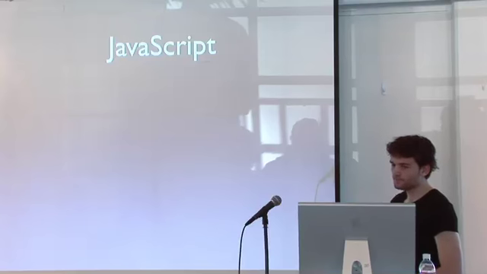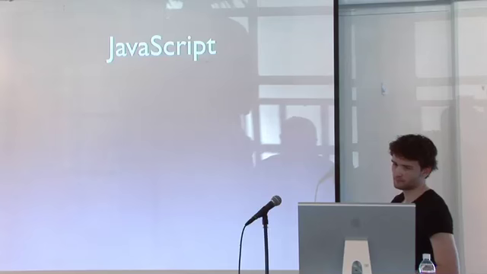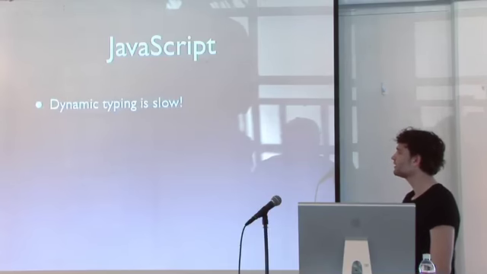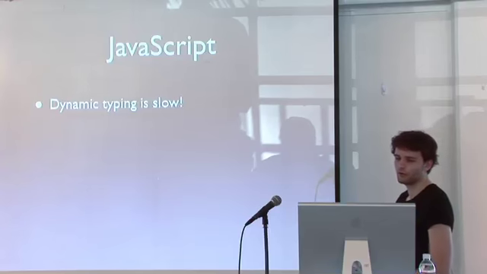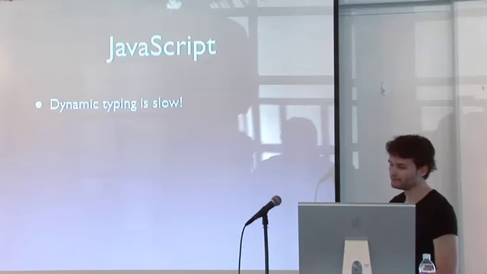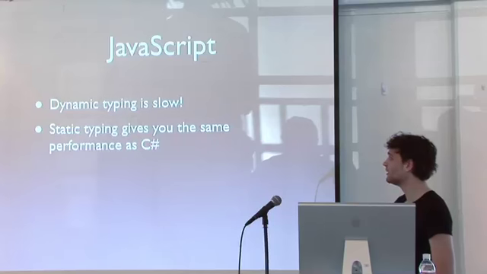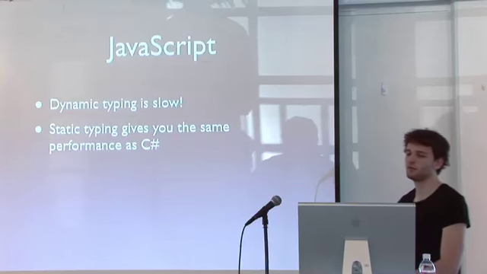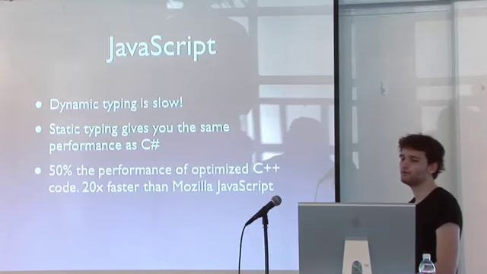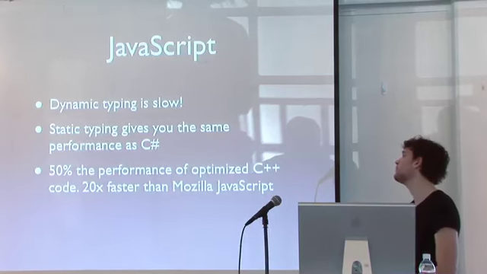So then there's, of course, JavaScript. So the first thing is dynamic typing is slow. It's really dog slow. So you should really try to avoid it. If you use static typing, you can get the same performance as you get in C#. And basically, that's around 50% the performance you would get from optimized C++ code, and is around 20 times faster than Mozilla JavaScript.